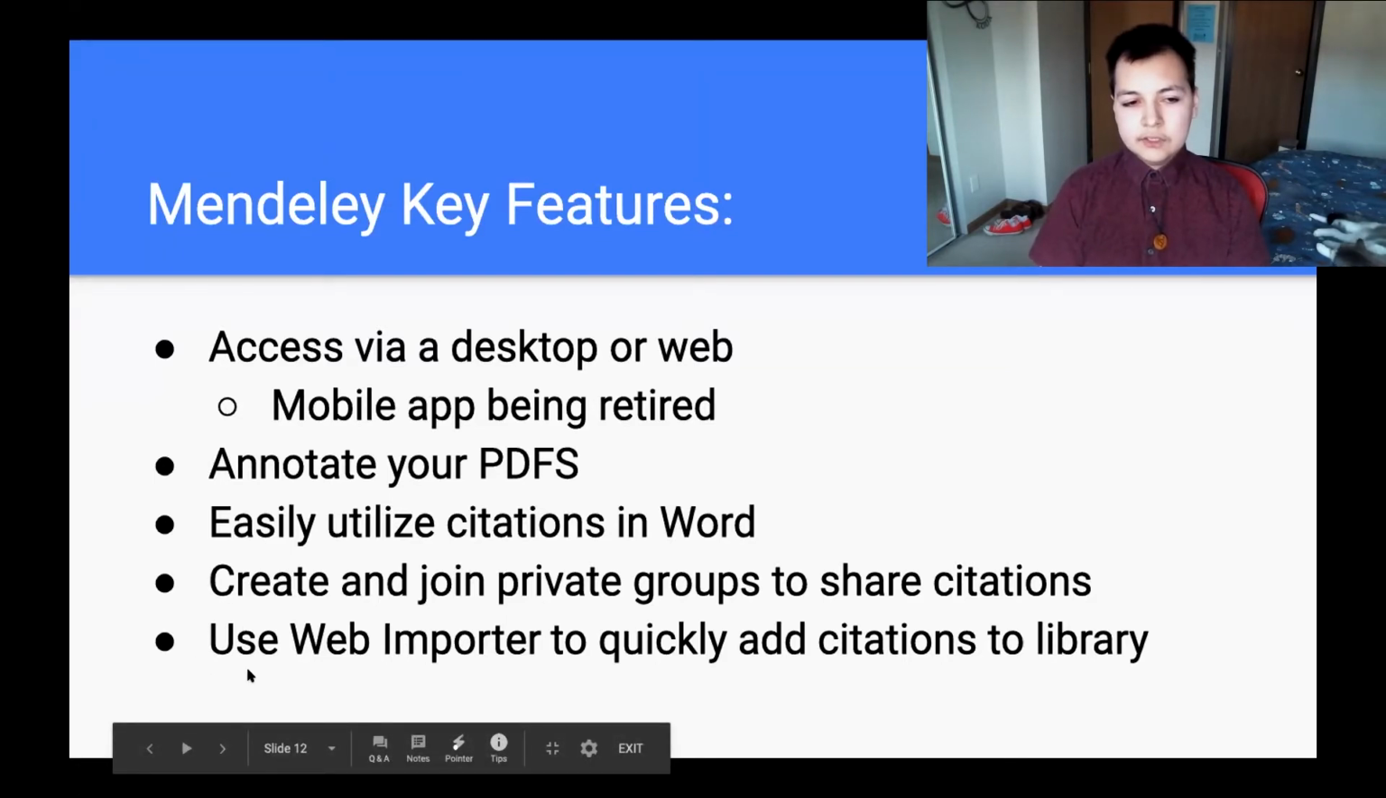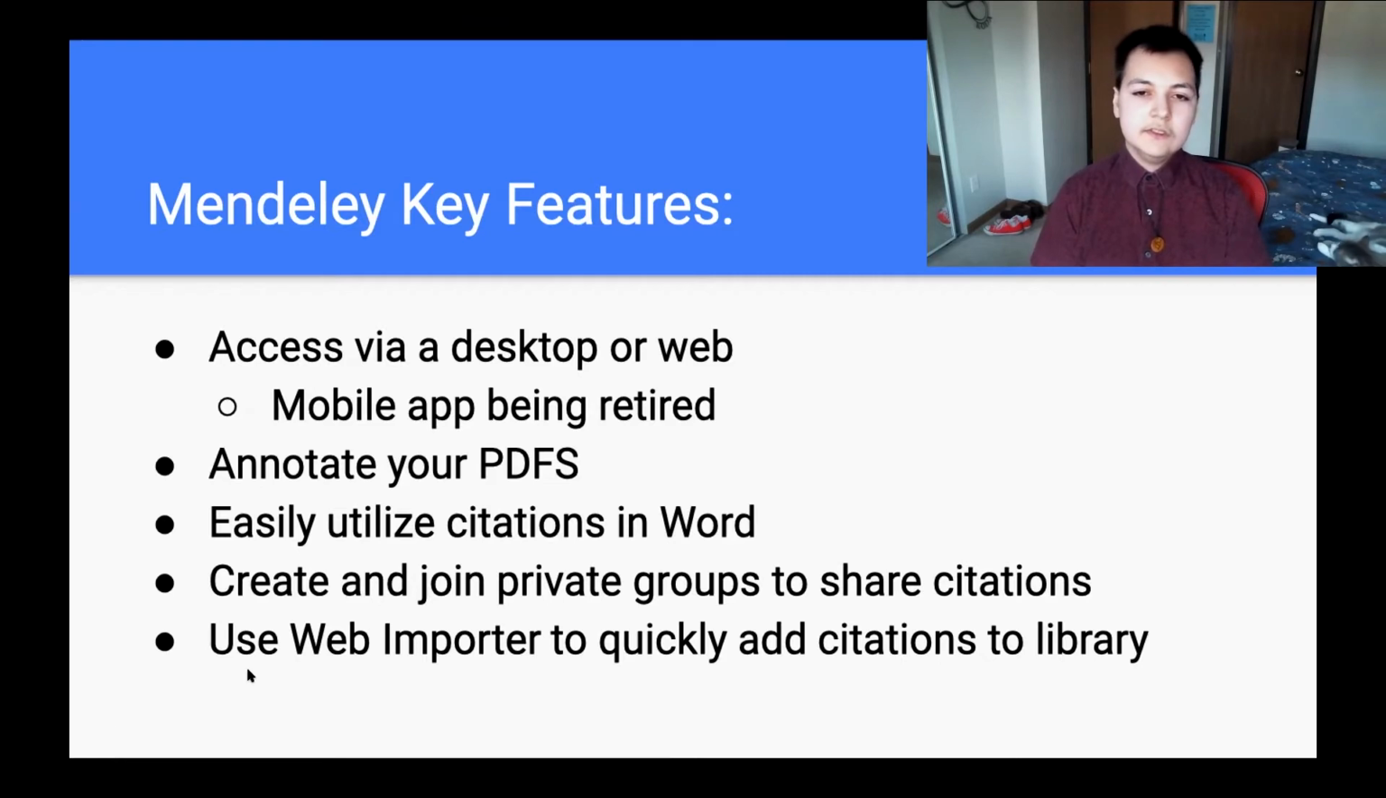You can create and join private groups to share citations. Right now, private groups are limited to 3 people max, including yourself, but the coolest thing is that you can share full PDFs. So if you're working on a paper or a project with someone and you both want to make notes on the same paper, rather than having separate notes that you then need to figure out how to combine, you can do the all-in-one PDF.